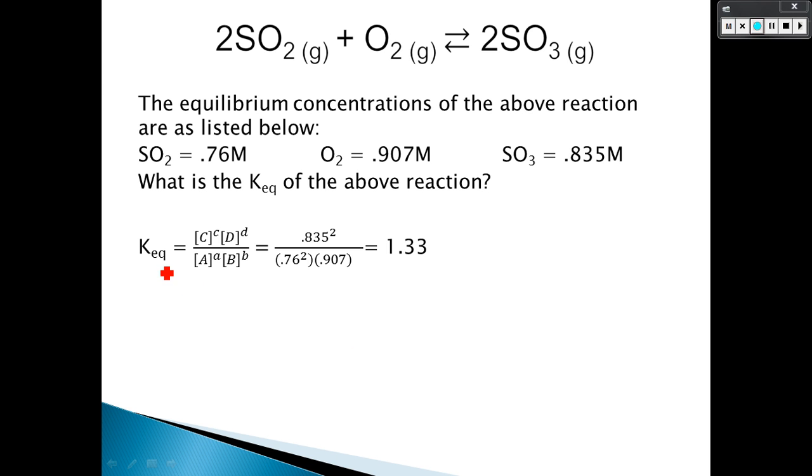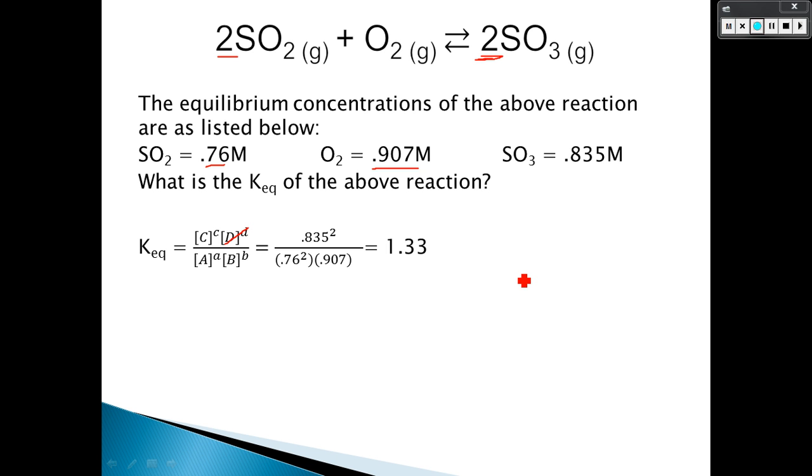So you should have gotten this equation. Okay, now in this case, there is no D, right? We only have one product here. So it's 0.835 squared. The squared comes from this number of moles here. And then divided by 0.76 squared, so 0.76 is here, squared, times 0.907. That's this concentration here, and that ends up being 1.33. There are no units because the molarities will cancel out.